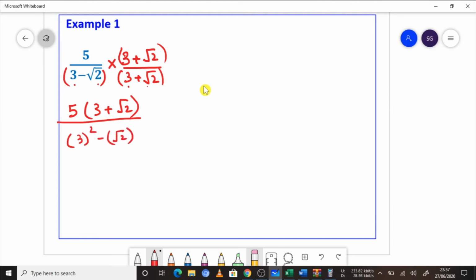The first term squared minus the second term squared. It's up to you if you want to leave it as it is, or you can multiply it out. So 5 times 3 is 15, and then 5 times root of 2. It's like this, and then 3 minus square root of 2 squared is 2, and this is what we are left with: 15 plus 5 root of 2 divided by 1.